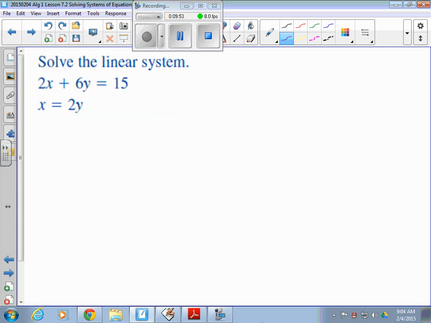Okay, solve this linear system. Do it on the back. Take about a minute and a half or so. Remember, the easiest way to do substitution is 2x plus 6y equals 15, and then write the other one next to it instead of stacked on top of it like that one. Try it that way.